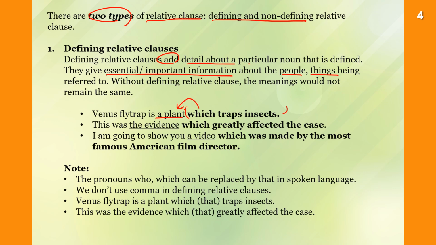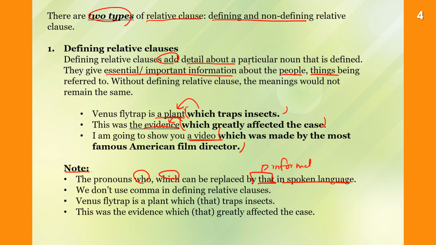This is the evidence which greatly affected the case. So this, the evidence is defined by which clause. I'm going to show you a video which was made by the most famous American film director. Now, please take a note. The pronoun who, which can be replaced by that in spoken language. And then this will be quite informal.